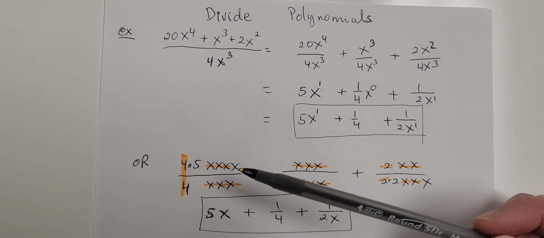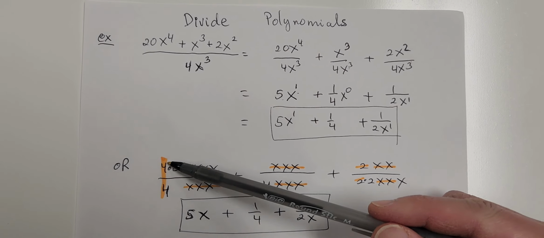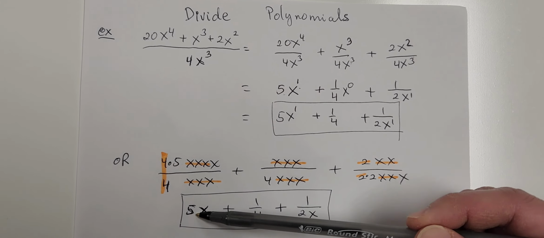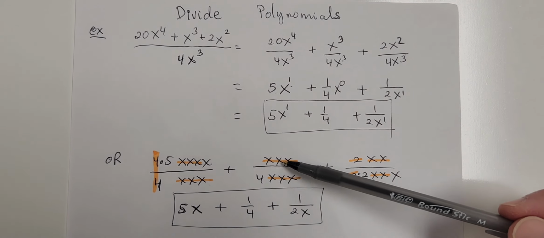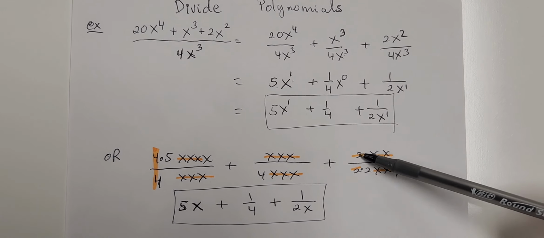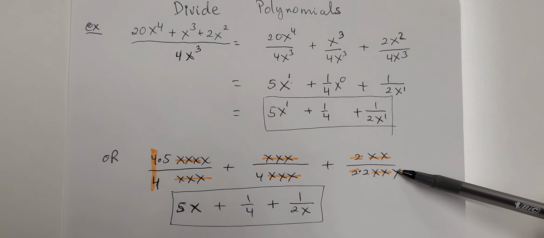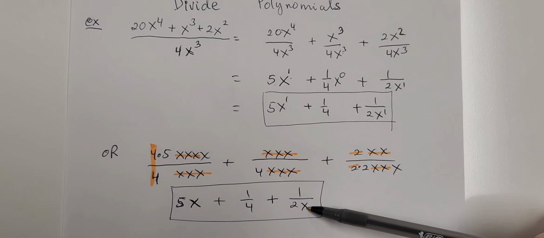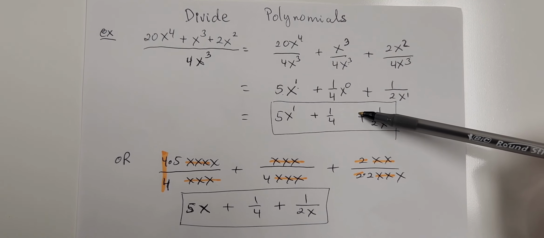Okay, now cancel. Now I'm using a highlighter so that you can see that it's being canceled. So the 4 cancels, I just have a 5, and then I have one of this x left over. And then all this x goes away, I just have 1 and the 4. One of the 2 goes away, the x also goes away, except there's 1 left in the bottom. That's what I have here. Now, as you can see, this answer is the same as up here.